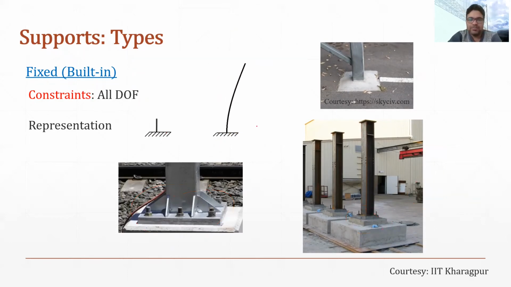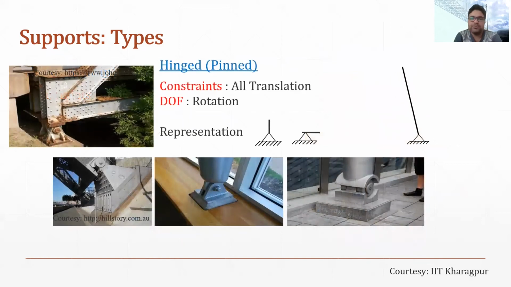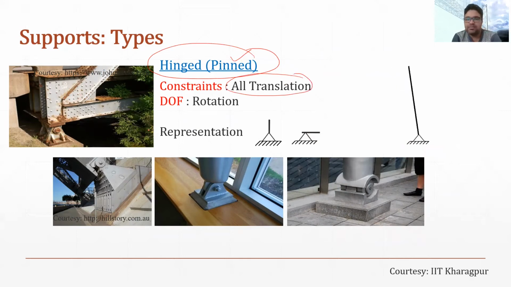Now there are some other supports which may not be able to provide all the constraints. The second type of support is the hinged support, also known as pin support. In case of hinged support, only translations can be constrained, but rotation cannot be constrained. You can see in this joint, the body will not move down, right or left, but it is actually rotating. It is rotating like this.